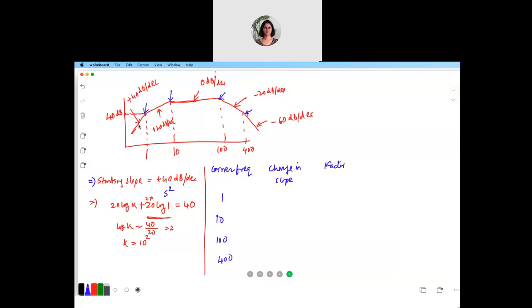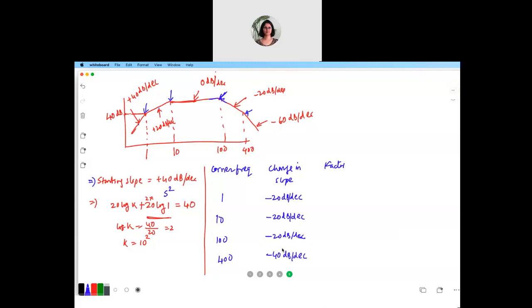So at one corner frequency, how much is the change? From plus 40 to plus 20. So it is a reduction of minus 20 dB per decade. So change in slope is minus 20 dB per decade. At 10, plus 20 to 0. So again, I have minus 20 dB per decade as the change in slope. Then 0 to minus 20 at this corner frequency. It was 0, now it is minus 20. So the change is again minus 20 dB per decade. What is the change in the next part? Here, from minus 20 to minus 60. So the change is minus 40 dB per decade.